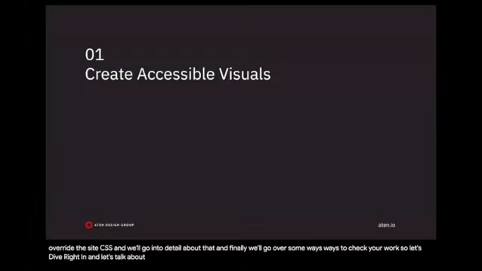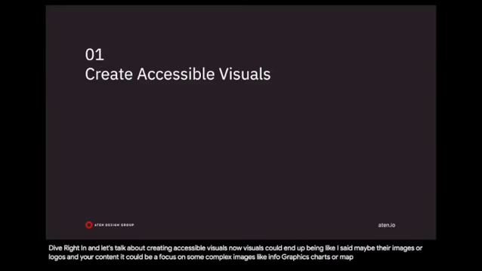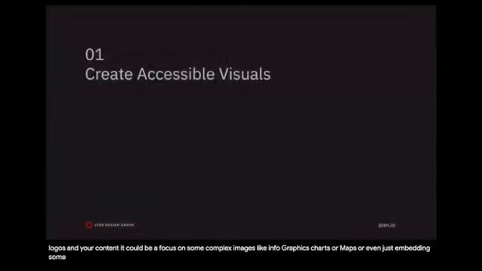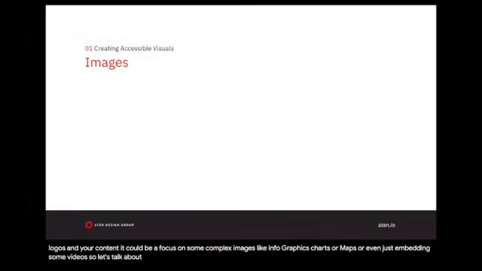So let's dive right in and let's talk about creating accessible visuals. Now, visuals could end up being, like I said, images or logos in your content. It could be a focus on some complex images like infographics, charts, or maps, or even just embedding some videos. So let's talk about images. We want to make sure that we are including accurate alternative text.